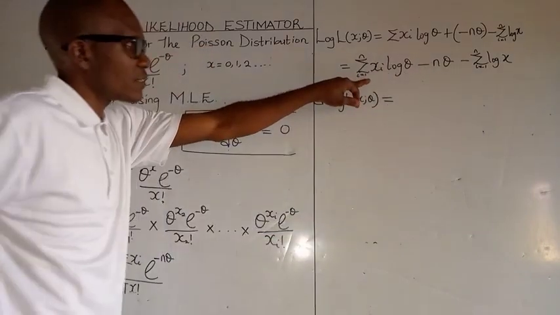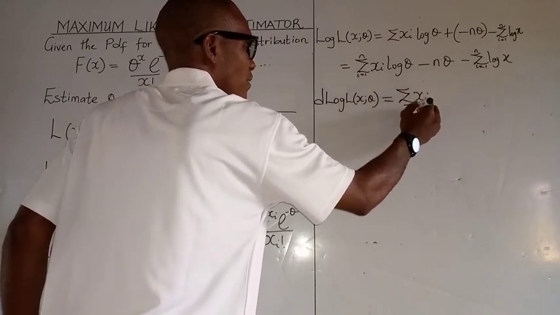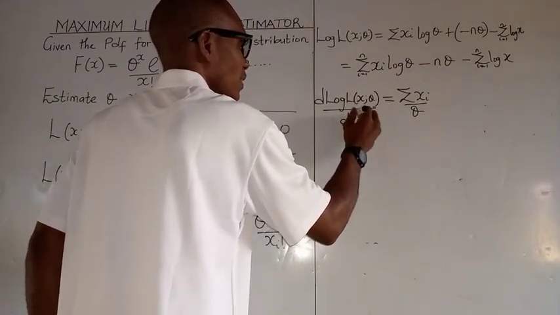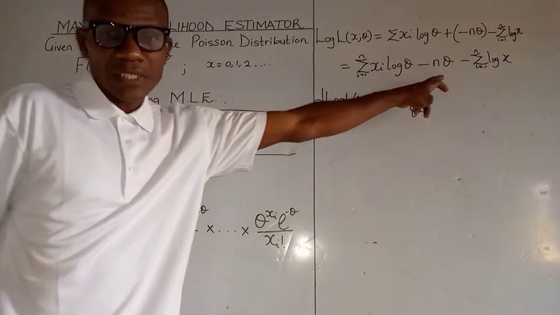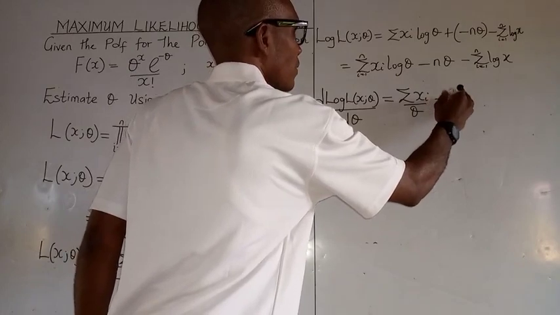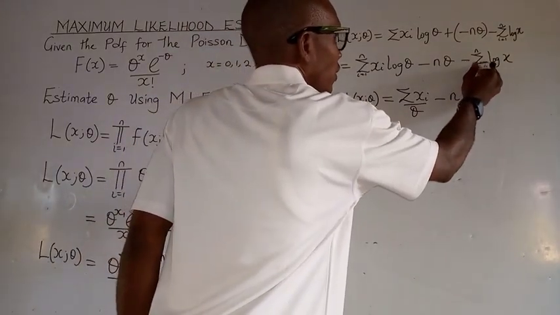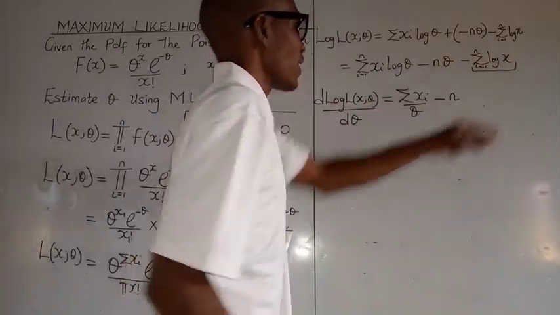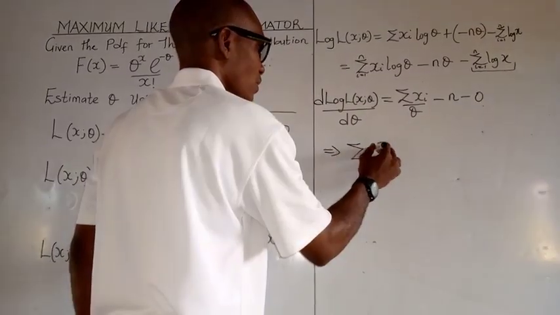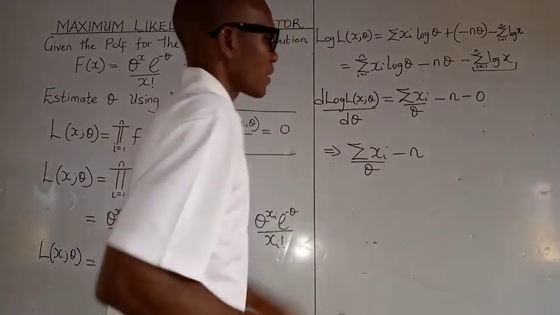If we differentiate this, you get summation of xi all over theta. We are differentiating with respect to theta. If we differentiate this, since we are differentiating with respect to theta, we get minus n. This will turn to 1. And if we differentiate this function, since there is no theta here, it becomes 0. So it implies that we get summation of xi minus n, all over theta. This is what we get.